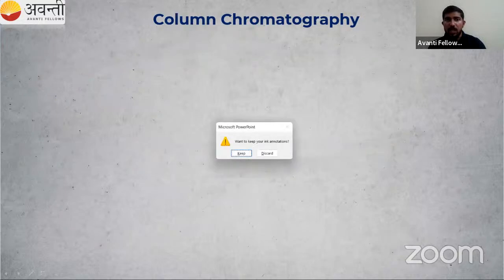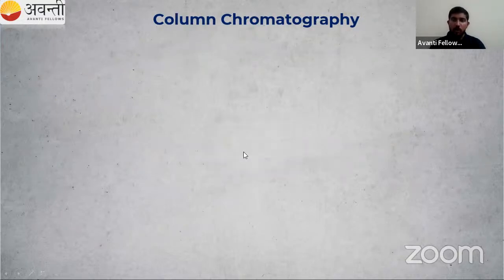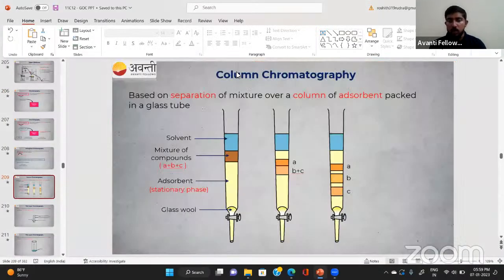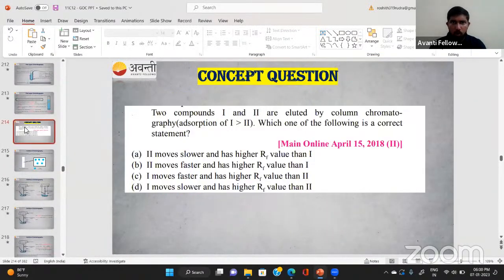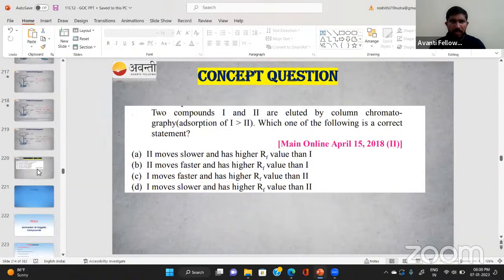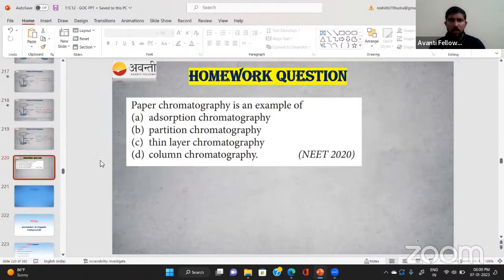In the next class, we will study about column chromatography and adsorption chromatography, etc. So that's all about today's class. These questions we will do in the next class, so you can take it as a homework question.